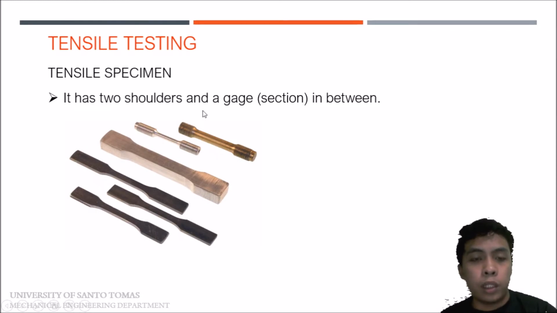So ang shoulders natin, yun yung dalawang dulo or dalawang ends ng ating material. Kung mapapansin nyo, it has a broader cross-sectional area and then the gauge has a smaller cross-sectional area. The purpose of the gauge kung bakit siya merong mas maliit na cross-sectional area kasi dito natin siya ini-expect mag-fail. And then mas malaki to, yung shoulders natin kasi dyan usually kinakapit yung machine natin. Okay?